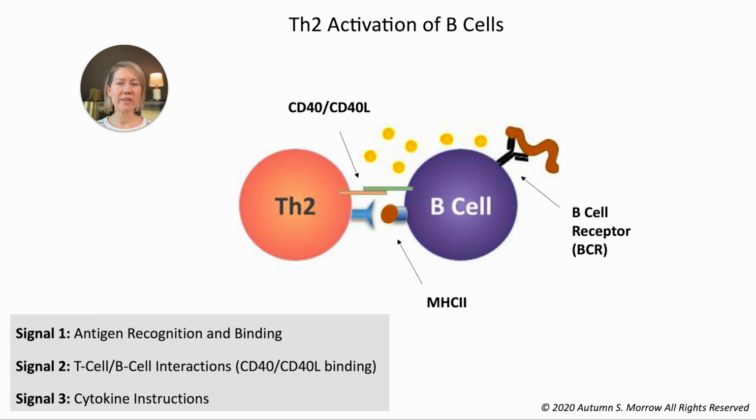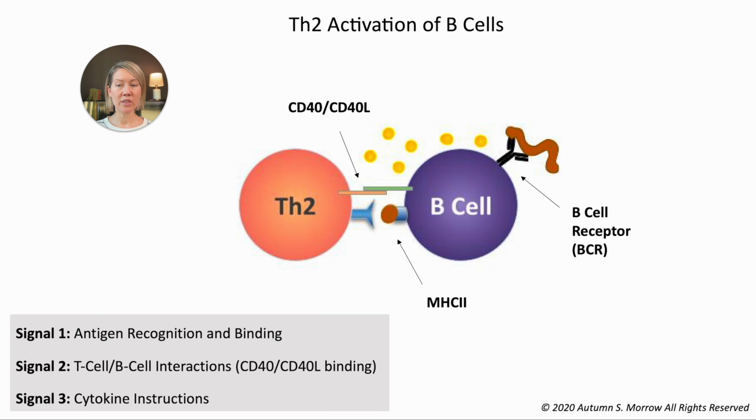Now we'll dive into how Th2 cells are important in the B cell response. So let's assume that this Th2 cell has already been activated by a dendritic cell in the lymphoid tissues. Now it's ready to respond and recognize this antigen that's being presented by a B cell. So the B cell is presenting the same antigen that the Th2 was previously introduced to. The Th2 cell recognizes it, and they go through the three signals required for activation of the B cell.